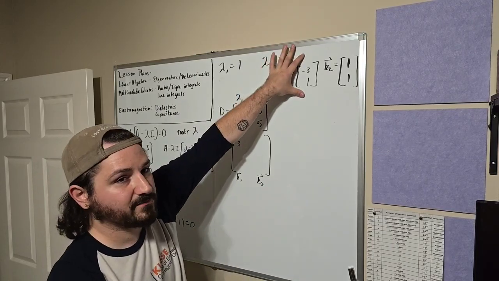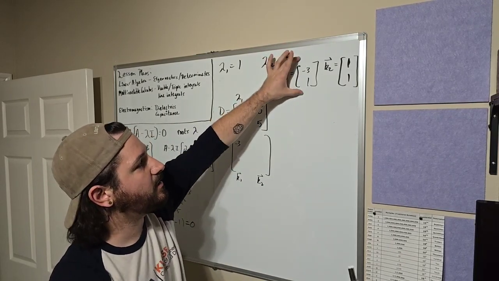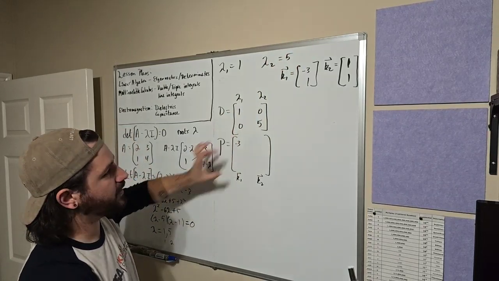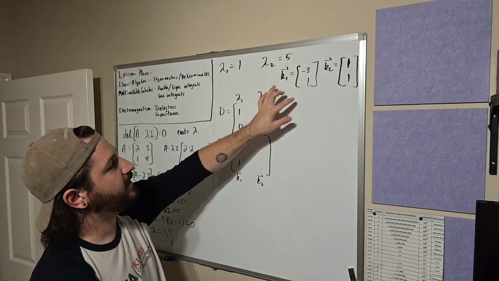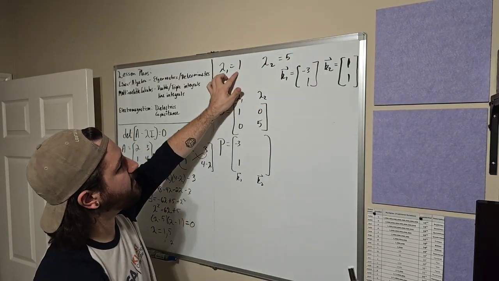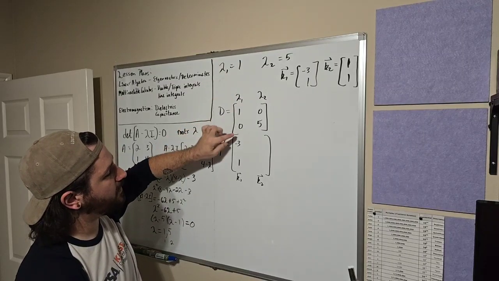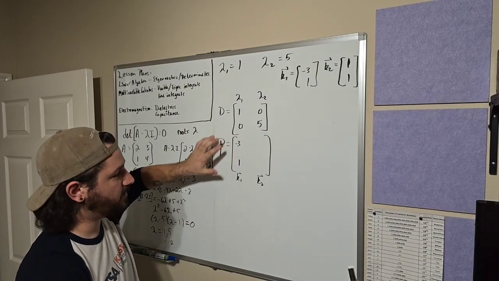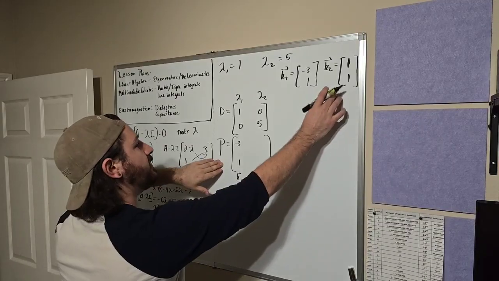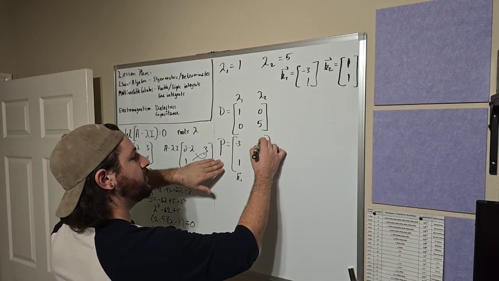Notice I wrote these as column vectors. I did that on purpose. They're column vectors here because I want them to be in a column here. So my eigenvector 1 goes with eigenvalue 1. Eigenvalue 1 is in our first column, so eigenvector 1 consists of our first column in our P matrix. And we'll do the same thing with eigenvector 2, and that's 1 and 1.